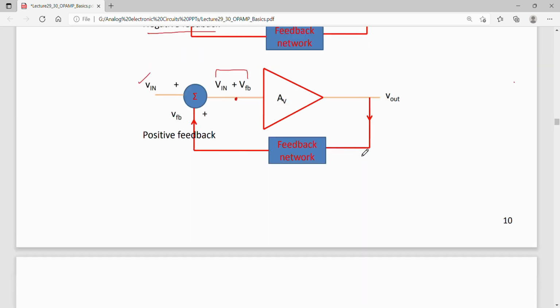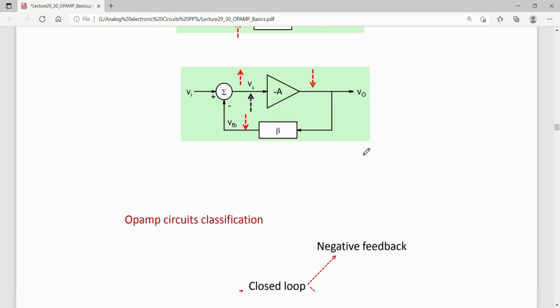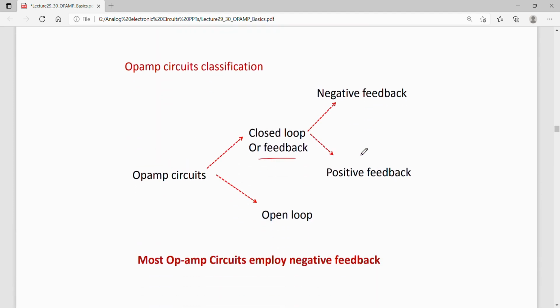And in fact, op-amps are generally used with negative feedback. Most op-amp circuits employ negative feedback only. Positive feedback is rarely used, only for oscillator applications. Mostly the op-amp circuits are based on negative feedback.